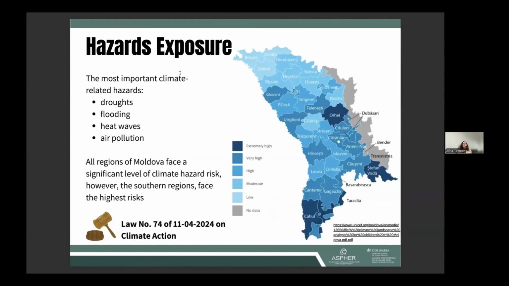So the shift in climate presents some new challenges to the healthcare system. And according to our law number 74 on climate action, the Ministry of Health is tasked with promoting public health strategies that enhance resilience in sectors critical to health, as well as increasing awareness about the impact of extreme weather phenomena caused by climate change. This law represents a clear commitment to building a health system that can adapt to and mitigate the effects of climate change.